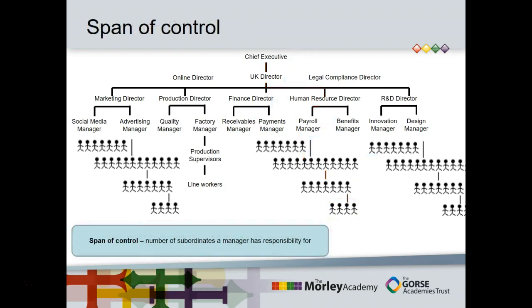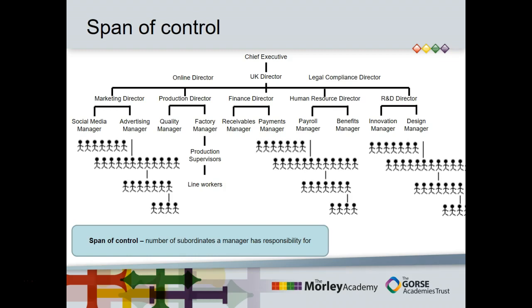So if we skip on now, we're going to have a look at span of control, which is quite an interesting term. It's really straightforward though. The number of subordinates, and we've used that word before. Who are you managing? So it's the number of subordinates that a manager has responsibility for.